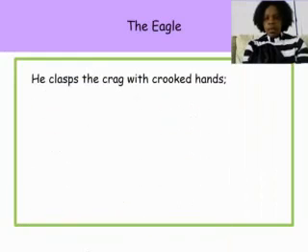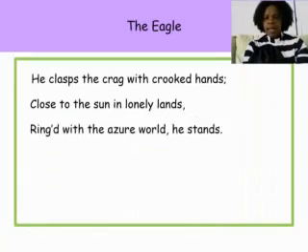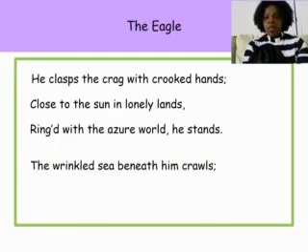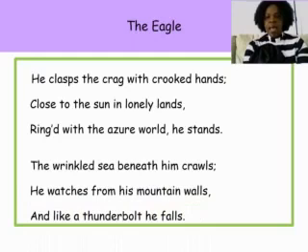The eagle, he clasps the crag with crooked hands, close to the sun in lonely lands. Ringed with the azure world he stands, the wrinkled sea beneath him crawls. He watches from his mountain walls, and like a thunderbolt he falls.